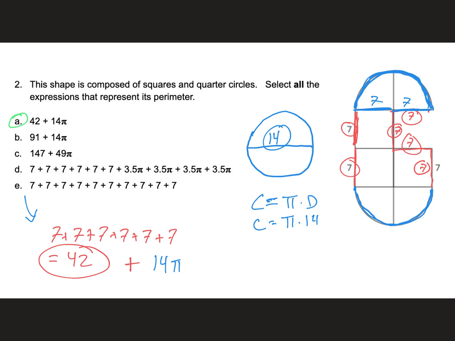First one is. Second one, no, because it has that 91. 91 plus 14 pi doesn't work. 147 plus 49 pi does not equal that. 7 plus 7 plus 7 plus 7 plus 7 plus 7, that's 42. 3.5 plus 3.5 is 7, so 7 plus 7, 14. This one works, and then the last one doesn't work. I don't have anything to do with pi down here. It's just 7 added 10 times. So only A and D work.